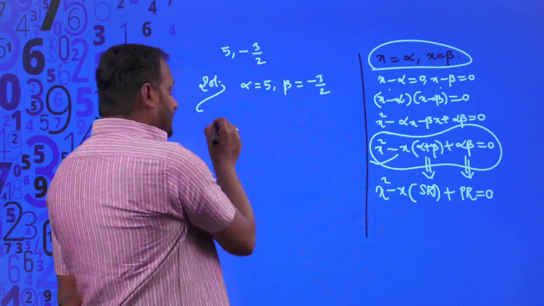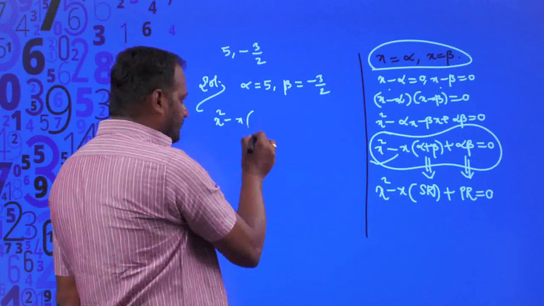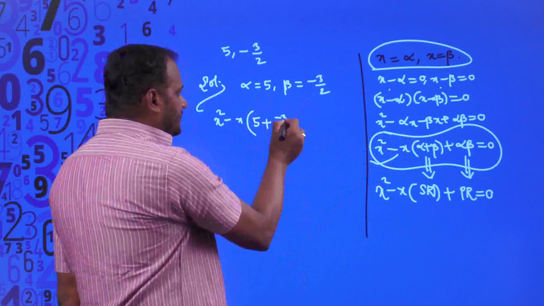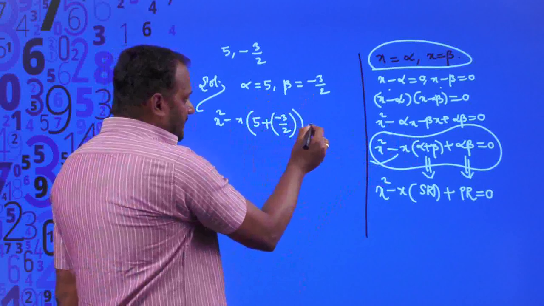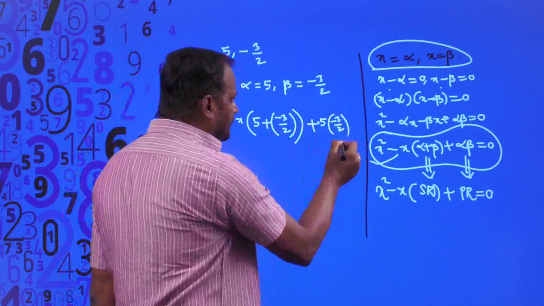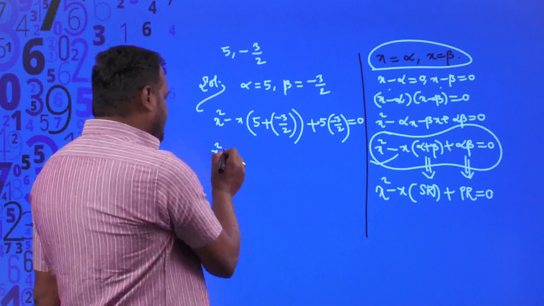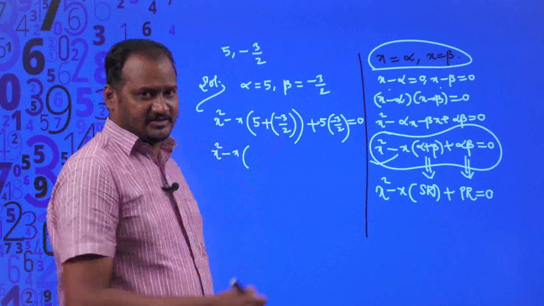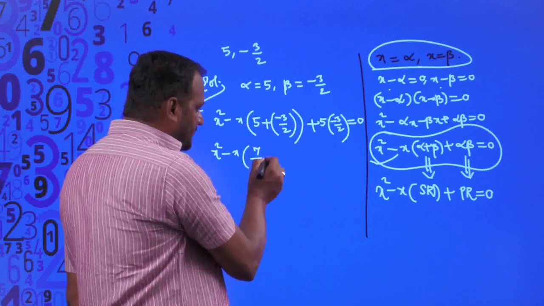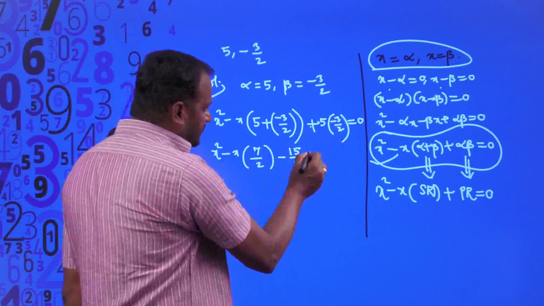Directly you can substitute alpha equal to 5 and beta equal to negative 3 by 2 in this equation. Then your required quadratic equation will become x square minus x into alpha plus beta, alpha is 5 plus beta is negative 3 divided by 2, plus alpha into beta, 5 into negative 3 divided by 2, equal to 0. Got it? Now simplify this. 5 twos are 10, 10 minus 3 is 7 divided by 2. Plus into minus is minus, 5 into 3 is 15 divided by 2, equal to 0.